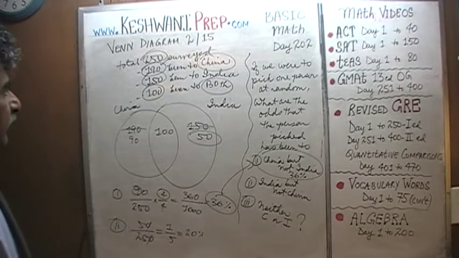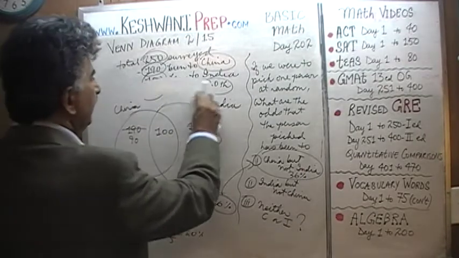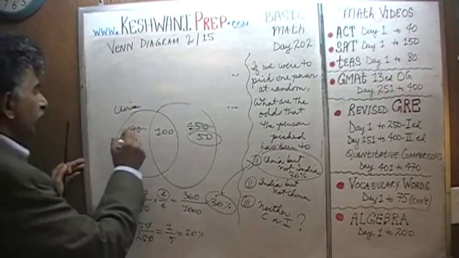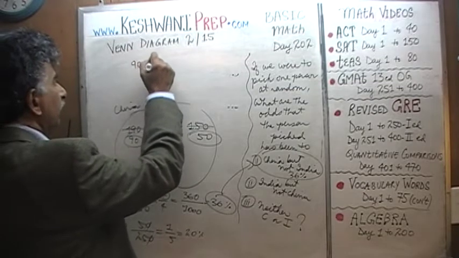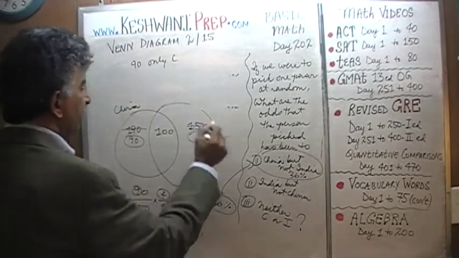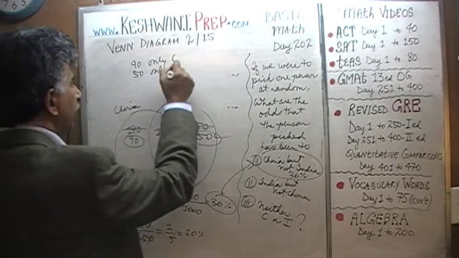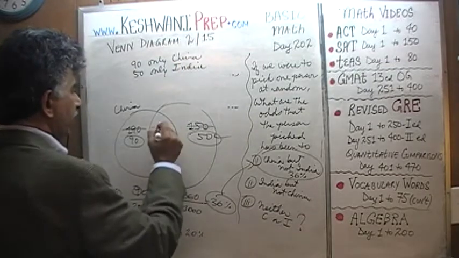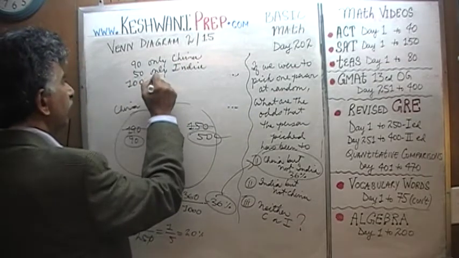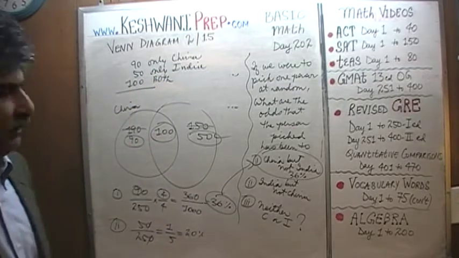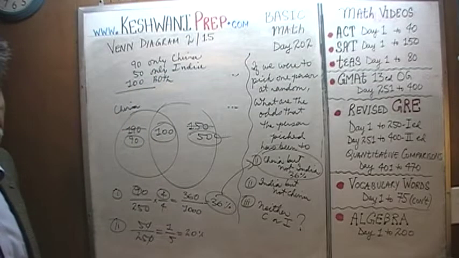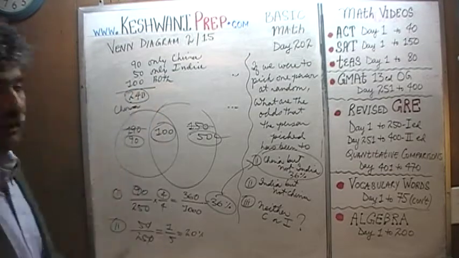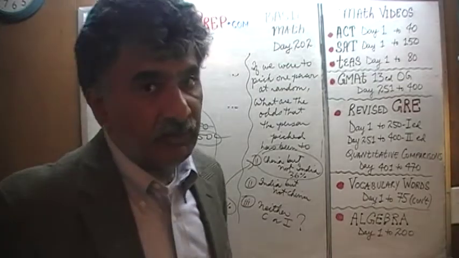Let's do the neither part, and I need the room. Where can we do it? Let's do it up here. You're going to need the figure here, so we have to keep the figure. There are 90 people who have been to only China. There are 50 people who have been only to India. This is China. And there are 100 people who have been to both. Let's add them up. 90 plus 50 is 140. 140 plus 100 is 240.